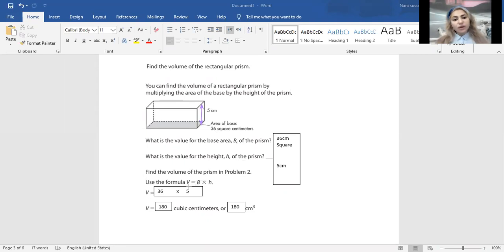So what's my formula? What's my concept? What's my rule? Volume equals base area multiply height. So it is 36 multiply 5, which is 180 cubic centimeters, or 180 centimeter power 3. I multiply centimeters by centimeters, so we are adding the powers. When we multiply units, we add them as power. You will know it in grade 6, so this is very important to know.